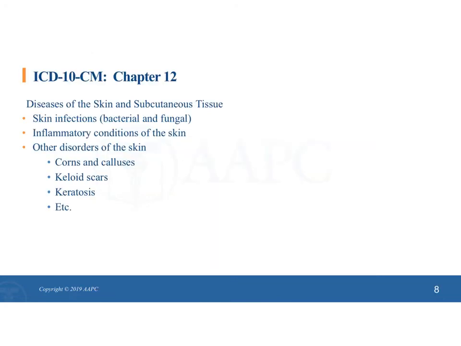ICD-10 Chapter 12, Diseases of the Skin and Subcutaneous Tissue. So in this chapter you will find skin infections, bacterial or fungal. You will find inflammatory conditions of the skin, and you'll find other disorders of the skin, such as corns, calluses, keloid scars, or keratosis. You might find dermatitis under inflammatory, erythema under inflammatory, rosacea, psoriasis. All of those would be found under inflammatory conditions.